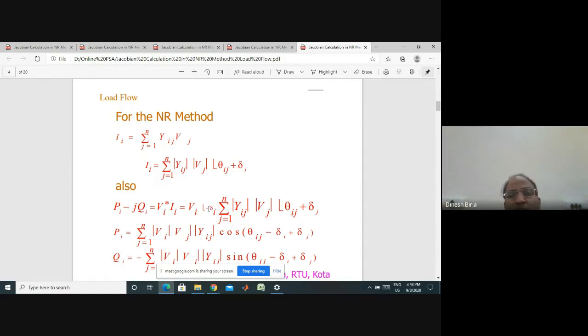Now likewise, Ii is substituted from above. When you substitute from above, this whole expression comes here. So Vi star Ii becomes Vi angle minus delta i times sigma j equals 1 to n of capital Yij, the bus admittance element, and Vj with angle theta ij plus delta j.